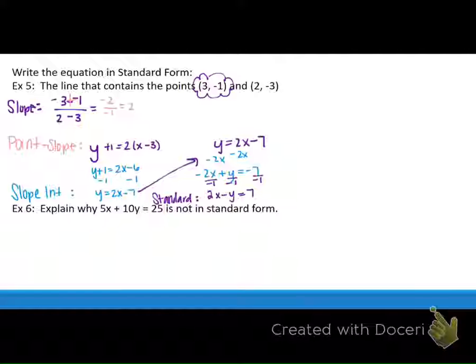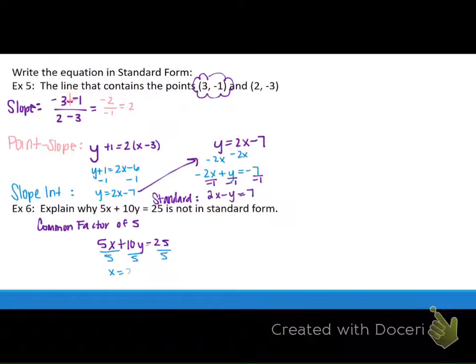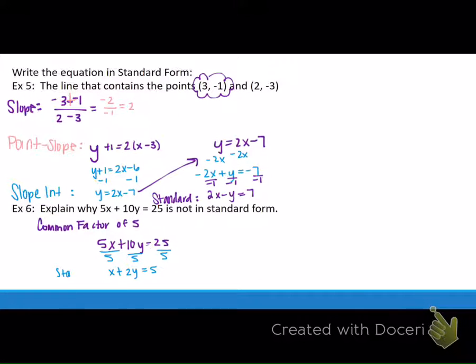It says, explain why 5x plus 10y equals 25 is not in standard form. Why is that not in standard form, Jordan? Because it has a common factor. Common factor of what? 5. So it has a common factor of 5, so we'd have to divide everything by 5. So now it is in standard form.